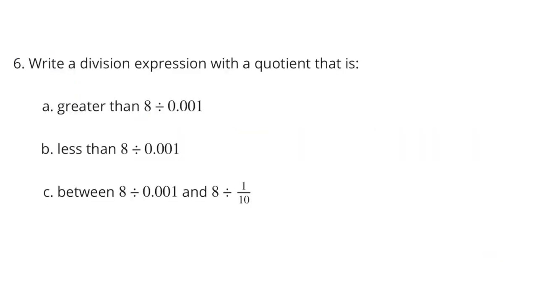Number 6. Write a division expression with a quotient that is A. Greater than 8 divided by 1/1000, B. Less than 8 divided by 1/1000, C. Between 8 divided by 1/1000 and 8 divided by 1/10.